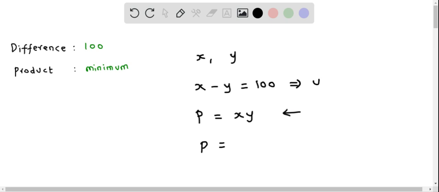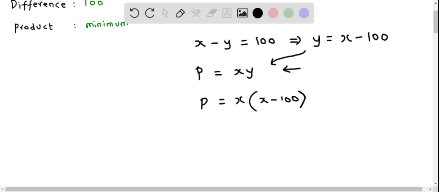So this implies we can determine y from this equation. We get y equals x minus 100. We first add y to both sides and then subtract 100. And when we do that, we get this equation, that is y equals x minus 100. I'm going to replace this y into this equation. So therefore, this becomes x times x minus 100. We then distribute this, so it becomes p equals x times x is x squared, x times 100 is 100x, so it basically becomes x squared minus 100x.